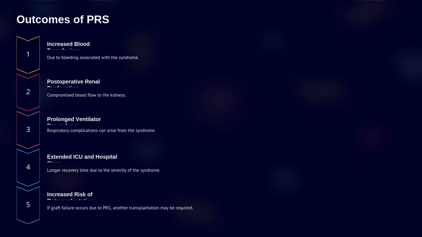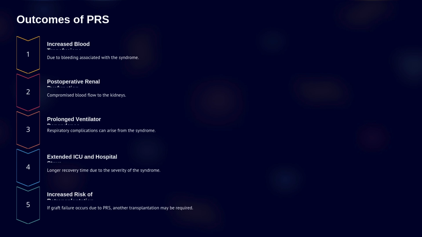And how does PRS affect respiratory function? Patients with severe PRS often require prolonged mechanical ventilation due to respiratory complications such as pulmonary edema and acute respiratory distress syndrome. These complications can arise from fluid overload, inflammation, and impaired lung function. So PRS can have a cascading effect leading to multiple organ dysfunction. It can. The systemic inflammatory response triggered by reperfusion can affect various organ systems, including the lungs, kidneys, and heart.